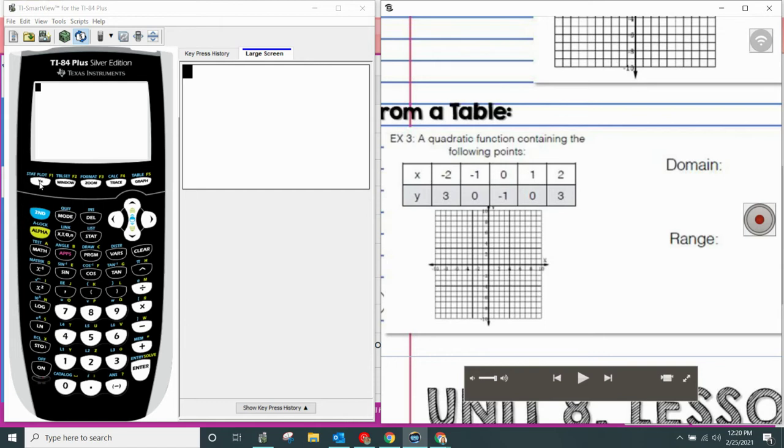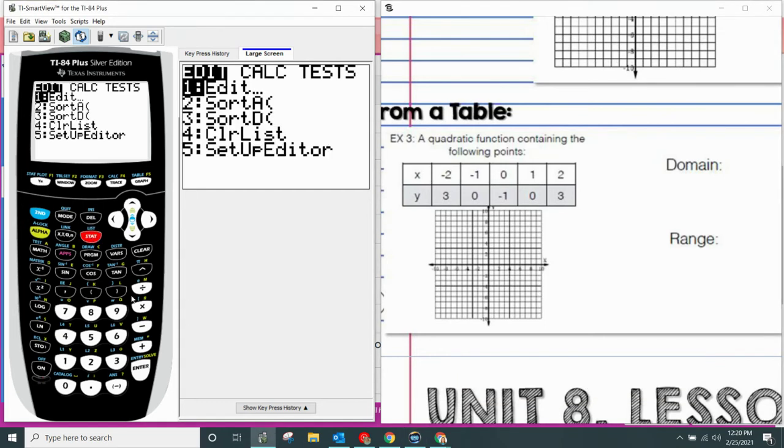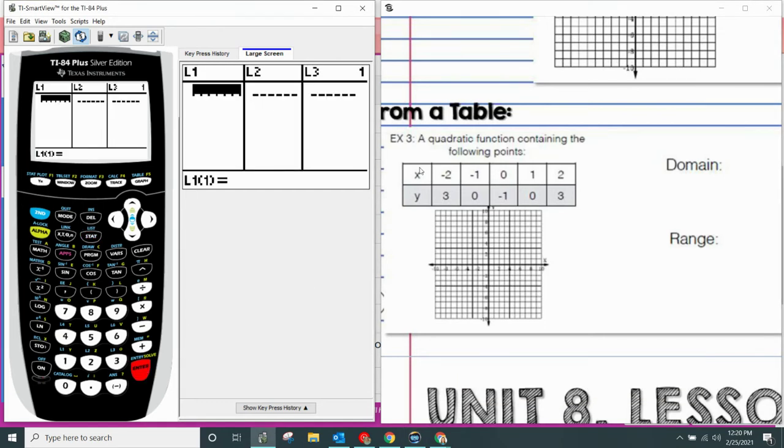Remember what we learned? We can go to Stat, hit Enter for Edit, and enter our x values in list 1 and y values in list 2, and it will give us the equation. And that's nice because if I have an equation, I can put it in Desmos, and Desmos will give me a graph. Domain and range is always easier if you have a graph. So I'm putting in my values here, 0 and 3. As we always do, the x values go in list 1 and the y values in list 2.